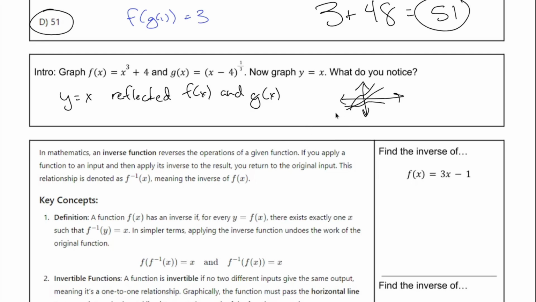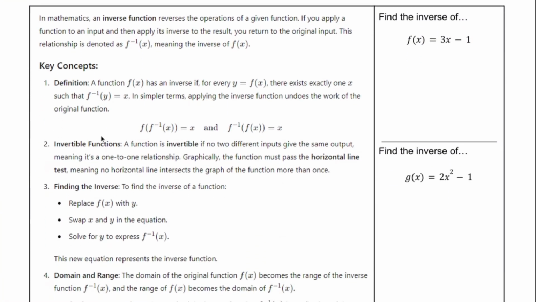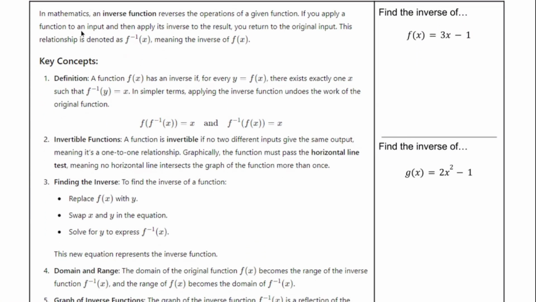The y equals x acted as a mirror, so to speak. So what we're dealing with is y equals x is very important because y does equal x for inverses. There's a flip-flop and a switcheroo. Let's look at this big paragraph that I had ChatGPT help me create.